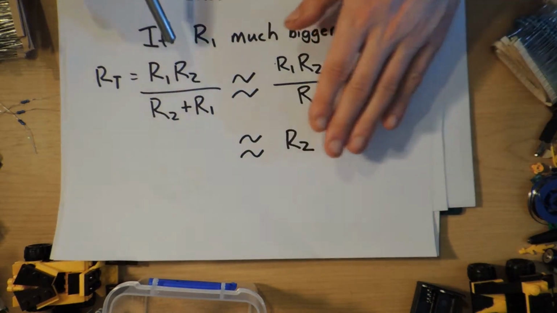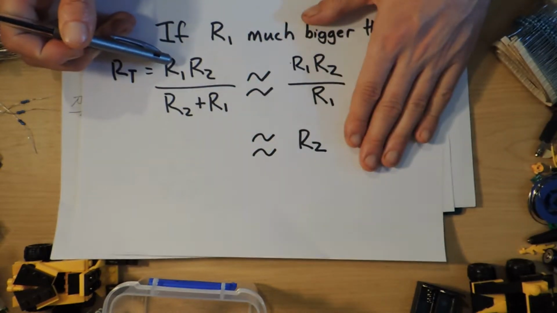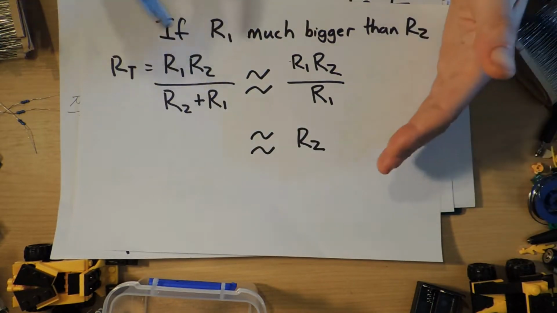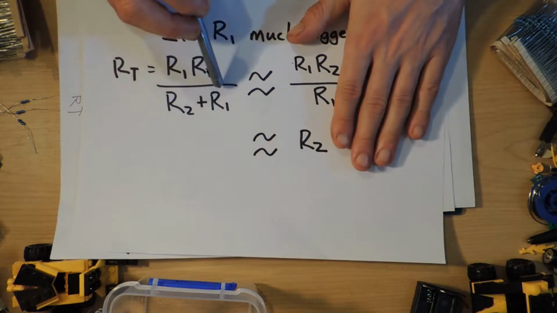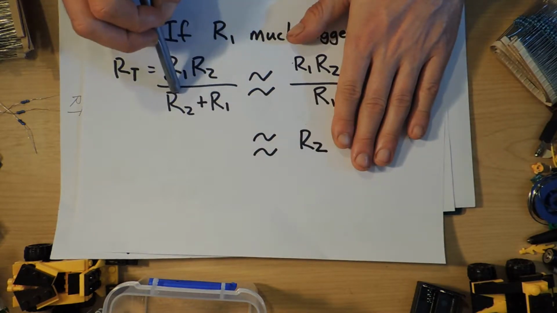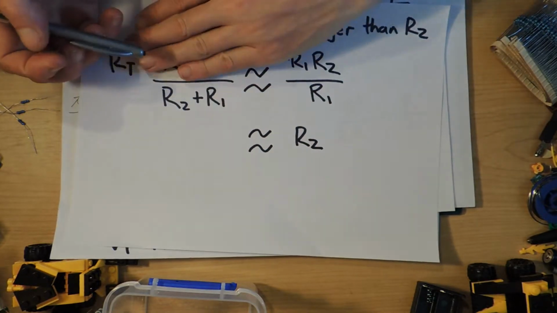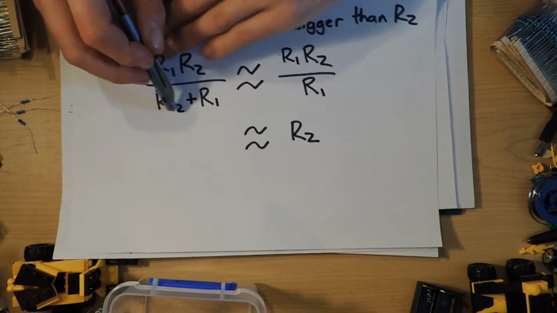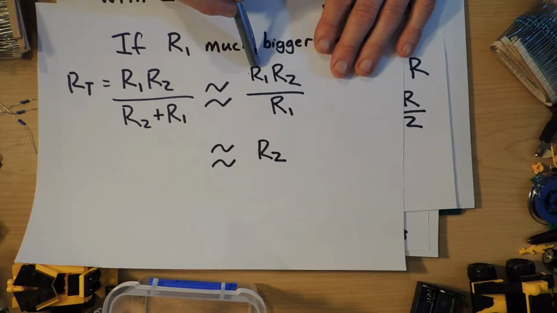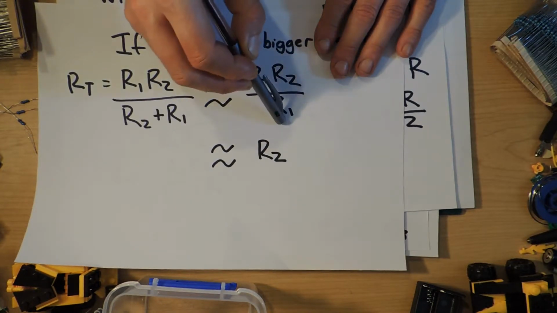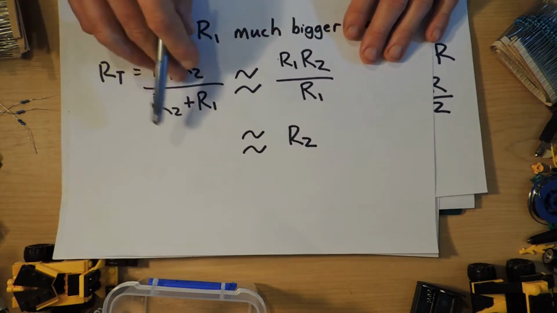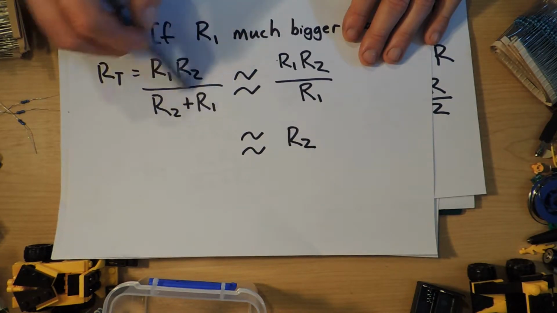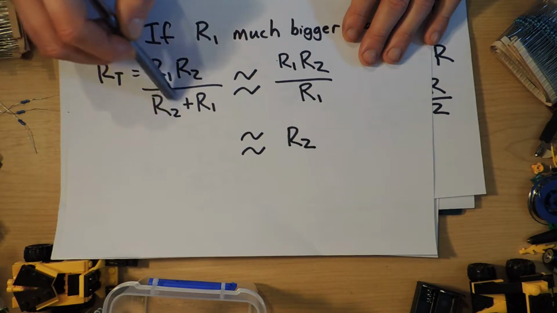But if R1 is much bigger than R2, and you're looking at the denominator, then R2 doesn't really matter much, and so it's approximately the same as R1 times R2 over R1. It's kind of like limit theory if you've done that kind of stuff. As this one gets much bigger, the impact of the other is much less.